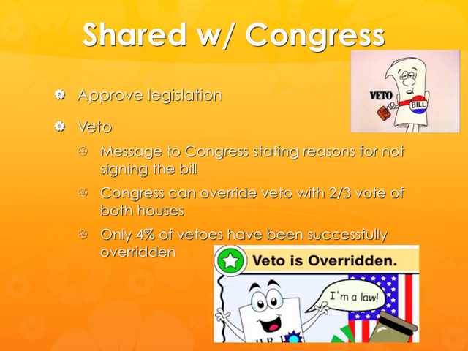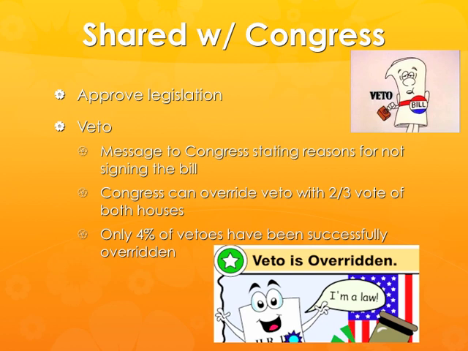Alright, so this is approving legislation. We talked back in Congress about how the whole process of a bill being created and passed by Congress, well, the President has a role too. After it goes through all those steps, the President has the opportunity to approve the legislation, so he just signs it into law, or he can veto it.